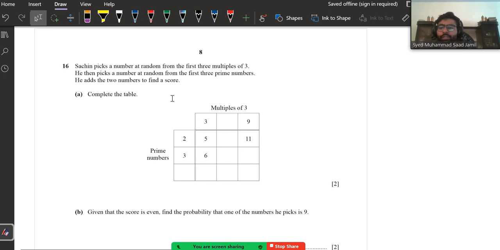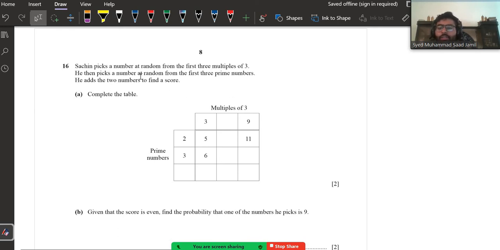Question 16. Sachin picks a number at random from the first 3 multiples of 3. He then picks a number at random from the first 3 prime numbers. Okay, these are multiples of 3. These are prime numbers. He adds the 2 numbers to find a score.